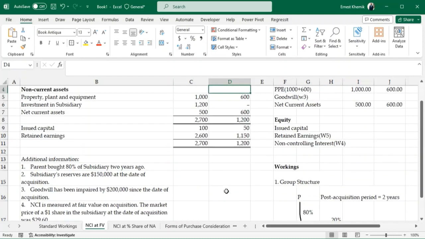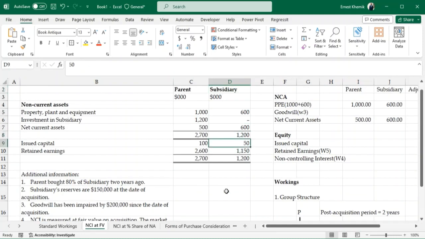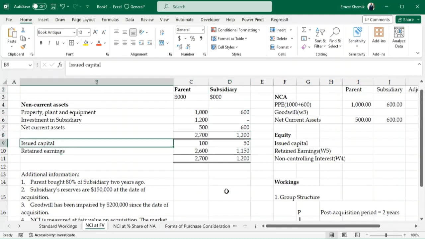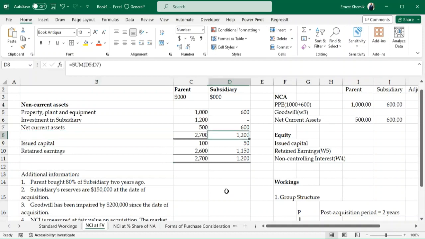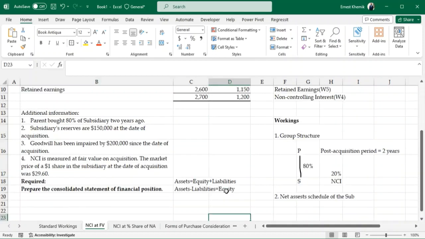Now let's come to the separate financial statement. We know that this is the equity portion of the business, which comprises the issued capital and the retained earnings. So these two items are what we are going to use to prepare our net asset schedule. It's as simple as that. And the net asset schedule is that of the subsidiary only. We are not going to use the net assets of the parent in this particular schedule.